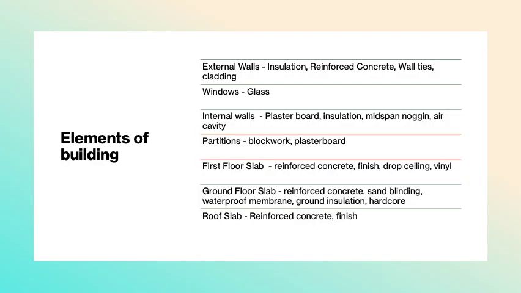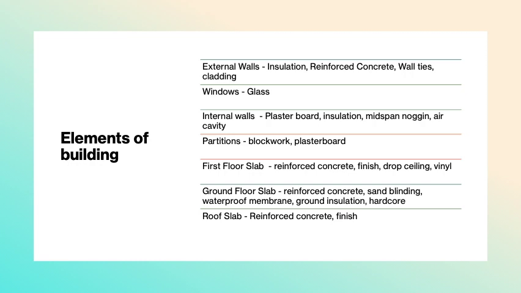Each element in the building holds a certain thermal resistance value. We need to analyze and identify each of these before building our resistance network. Here is a table of the different components of our building which we identified as thermal resistors. So at the top we have external walls which consist of insulation, reinforced concrete, wall ties, cladding.